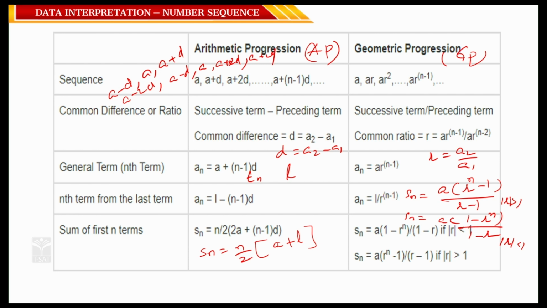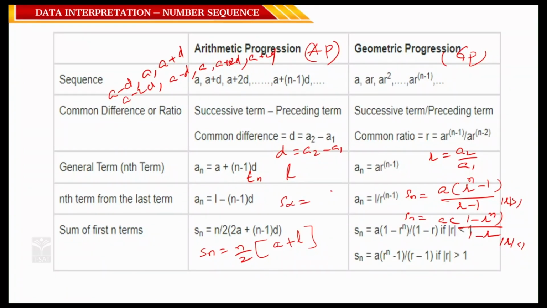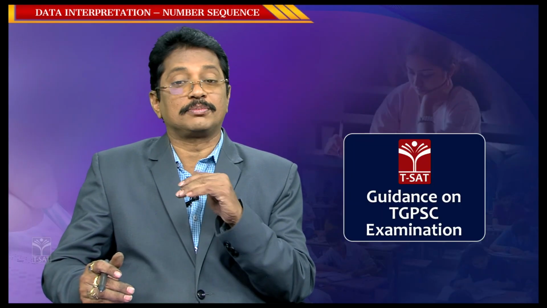And if the series tends to infinity, the sum of terms in the infinite series, S infinity, is equal to a by 1 minus r. These are the different formulas in geometric progression.